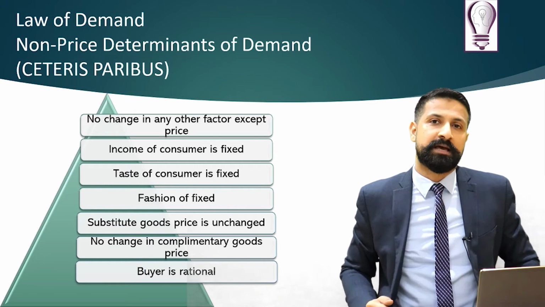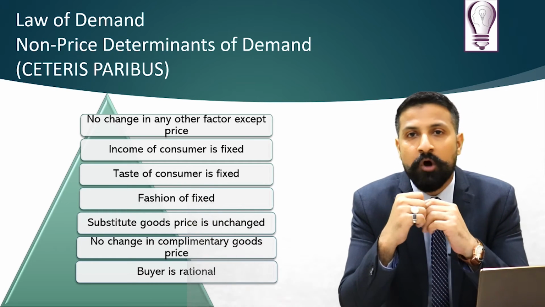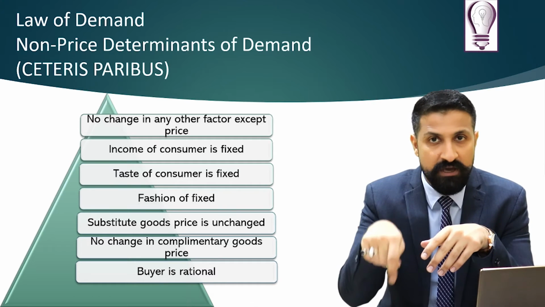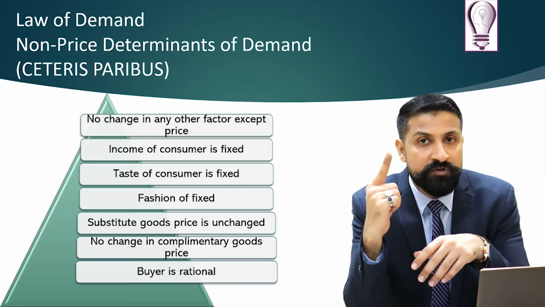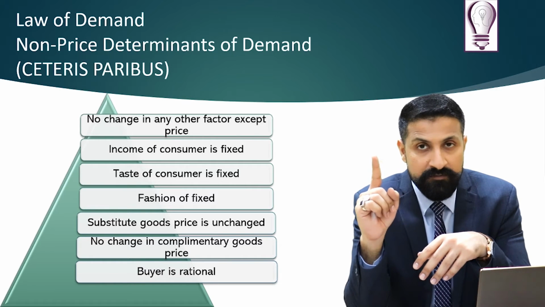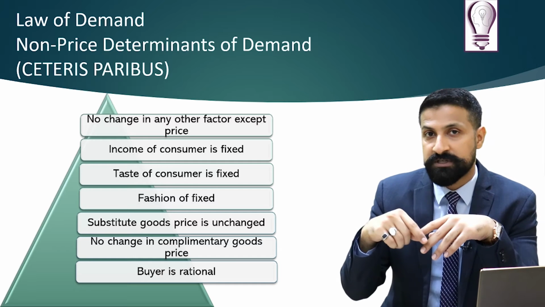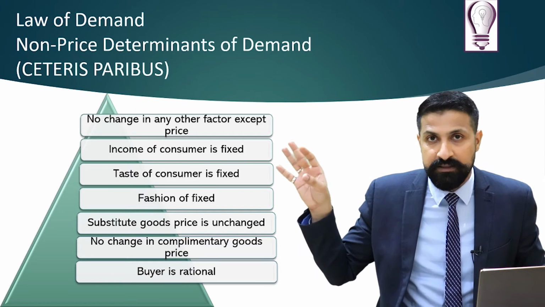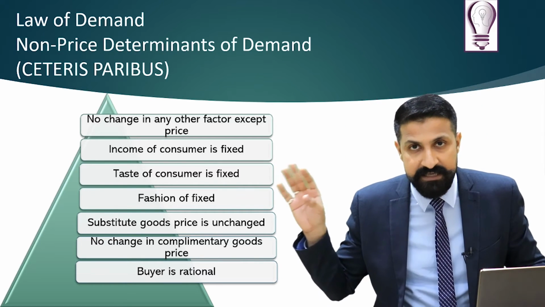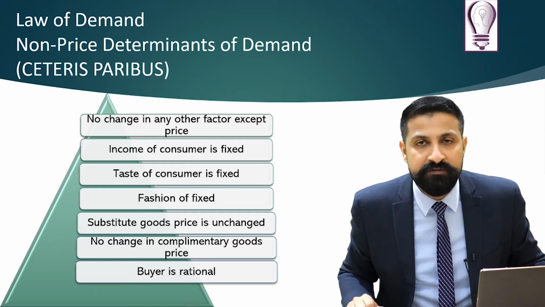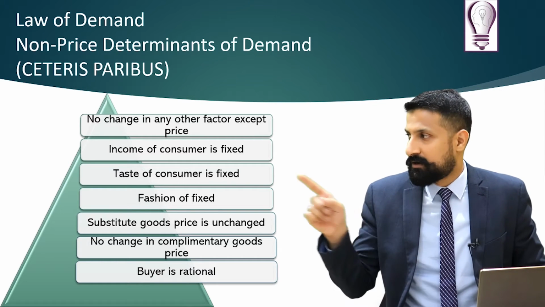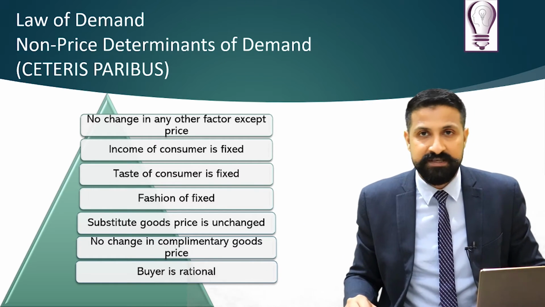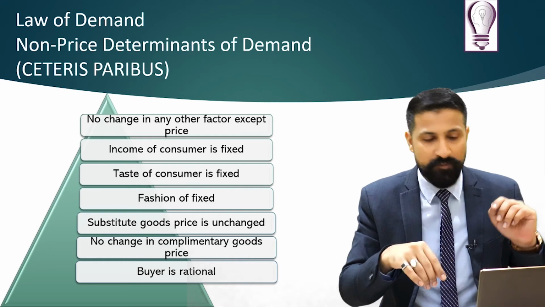For example, in an exam, if they ask you a question where the income of the consumer was changed, then you are not supposed to draw the demand curve which we are going to draw now. There will be a shift of the demand curve. You will not draw the same demand curve keeping price on the y-axis and quantity demanded on the x-axis. That would be wrong. So I explained these determinants of demand in detail, and I have already made a separate video on ceteris paribus, the determinants of demand and supply which we consider fixed. If you want to watch that video, please go there.